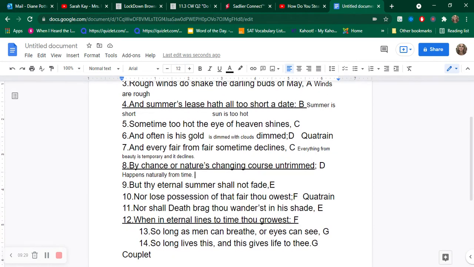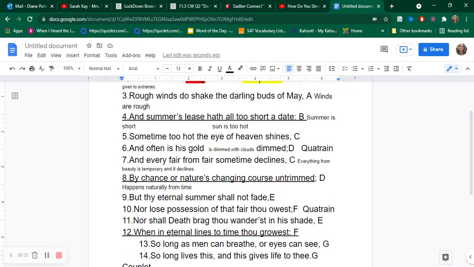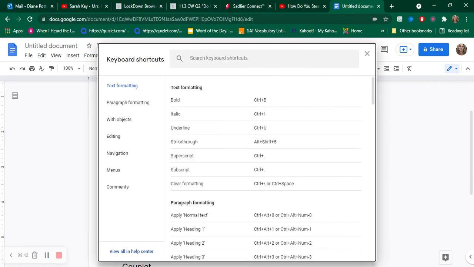But thy, this is the switch here. The first 8 lines are comparing her to summer, comparing her on thou. He said, thy eternal summer shall not fade. How? Vampire? How is that possible?